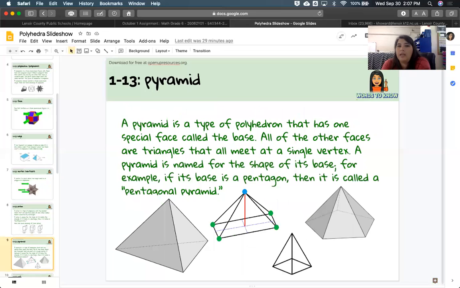Now, some polyhedra are called pyramids, and a pyramid has a special face called its base, and all of the other faces are triangles, and the triangles meet at a single vertex up at the top. For example, this is a pyramid. The base is a triangle, and the base is connected to the vertex at the top by triangular faces.